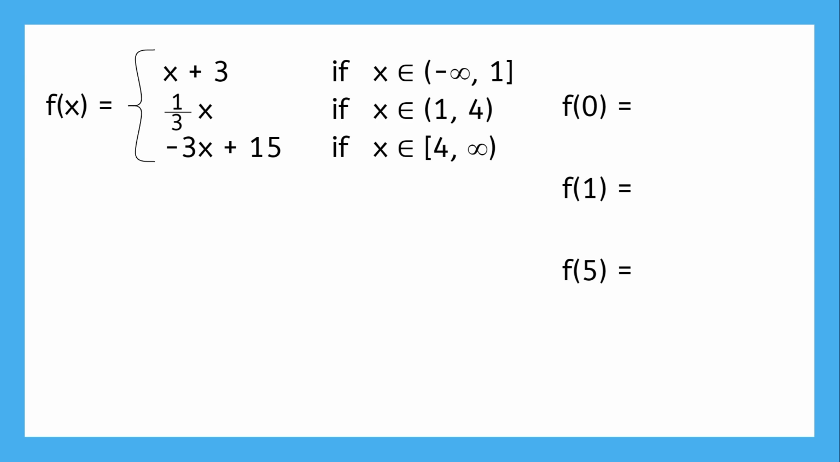Were you able to figure out the right intervals to use? 0 falls between negative infinity and 1. So we plug it into the function, and 0 plus 3 is 3. The input 1 could fall under either the first or second interval, but the first interval has a bracket on the 1, which means that it belongs there, not in the interval where it has a parenthesis. So we substitute 1 for x, and 1 plus 3 gives us 4. Finally, 5 fits into that last interval between 4 and infinity, so we use 5 for x, and we get that negative 15 plus 15 is 0.